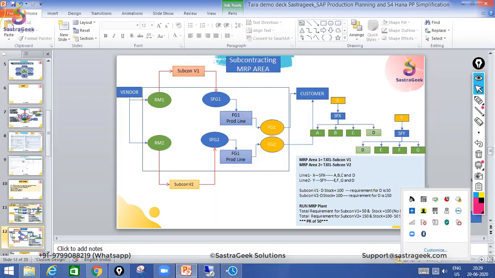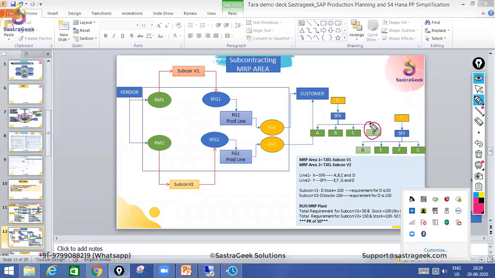Now the same kind of concept. Let's say, again, the same bill of material. To produce semi-finished X, I need raw materials A, B, C, and D. To produce semi-finished material Y, I need E, F, G, and D. So D is the common component between them.